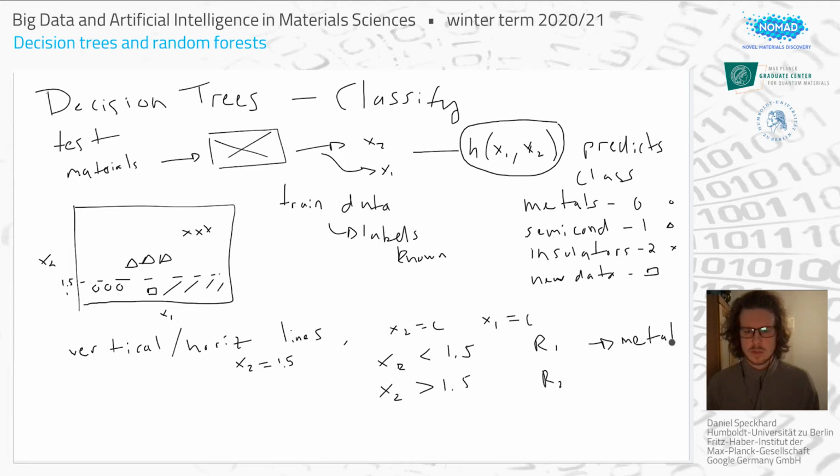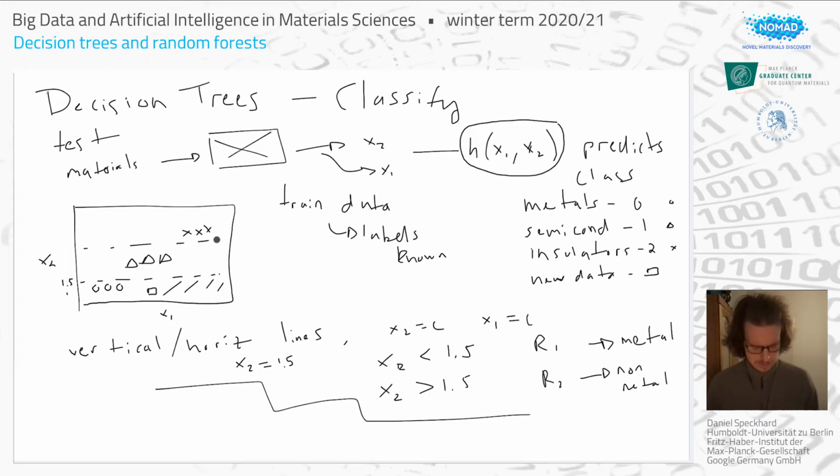So that almost solves our problem, but now everything in x2 greater than 1.5 is non-metal. But we don't want just metal and non-metal. We want finer classes, insulators and semiconductors. So what if we draw another line here? You can probably see where this is going. Over here, let's imagine this is, what do we want to say, 2.5? So x2 equals 2.5.